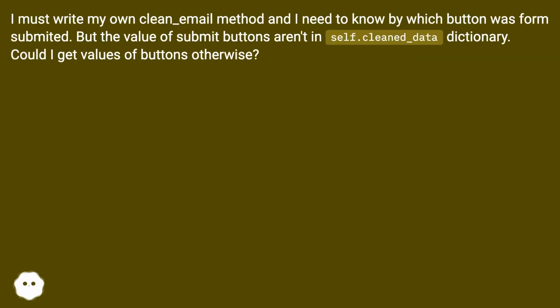I must write my own clean_email method, and I need to know by which button the form was submitted. But the values of the submit buttons aren't in the self.cleaned_data dictionary. Could I get the values of the buttons otherwise?